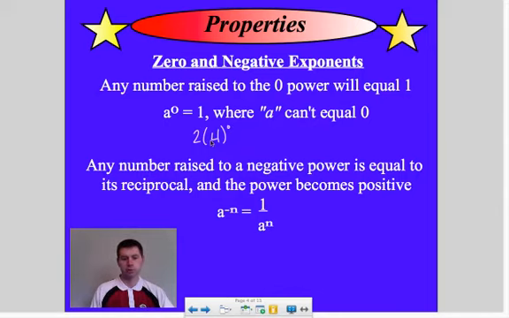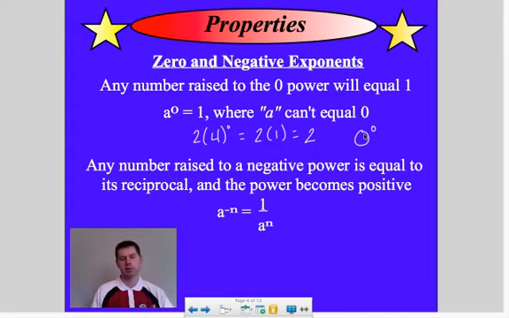So therefore, 4 to the 0 becomes 1, but you still have times 2. So therefore, this problem would be 2. Okay, and then the other thing you can't have is we can't have 0 raised to the 0. Okay, that part can't happen. Okay, so the second one is a negative exponent.